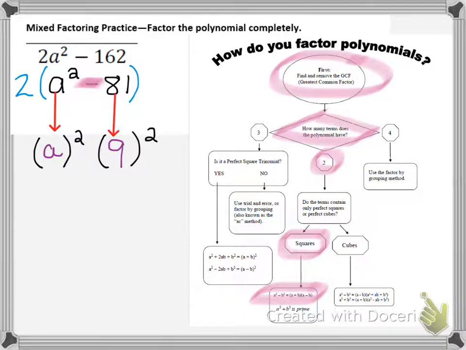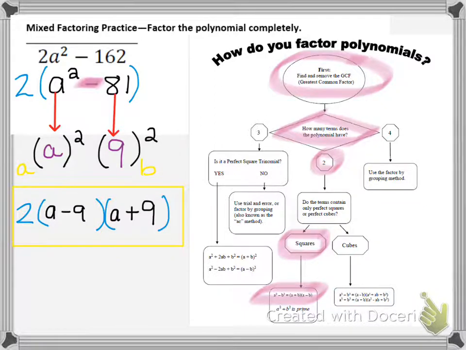Okay, let's continue. So now I need my a and now I need my b. My a is my a because it happens to be the same letter, and my b is the 9. So this factors to the 2 on the outside and then a minus 9, a plus 9. I could have put a plus 9 first and a minus 9 second. It doesn't matter. So I'm pretty confident that's my answer.